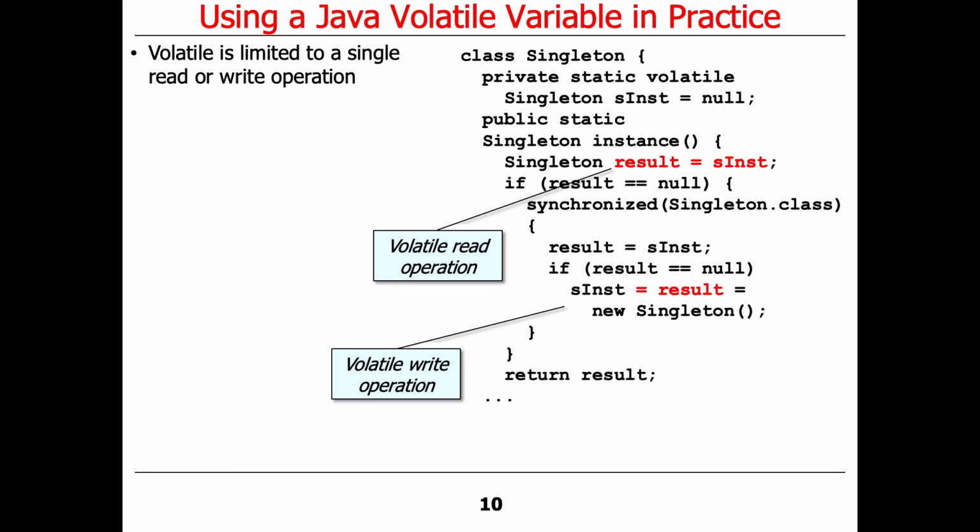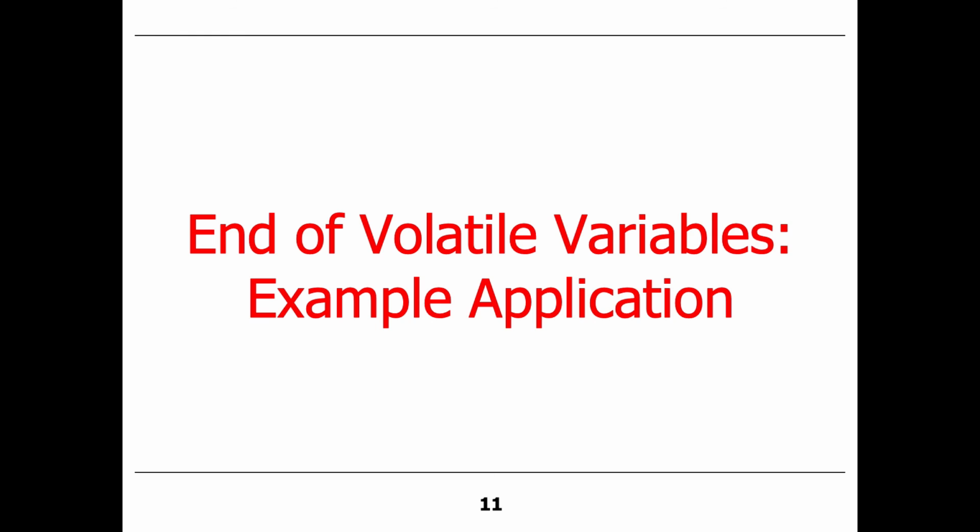But remember, volatile is limited to a single read or write operation. So there's a single read operation: we read from the static volatile sinst. That's done atomically. And there's a volatile write operation: we assign to sinst, writing result into sinst. And all that is done atomically, and it propagates correctly through the memory hierarchy so that you have strong memory guarantees. So that's a really cool example.